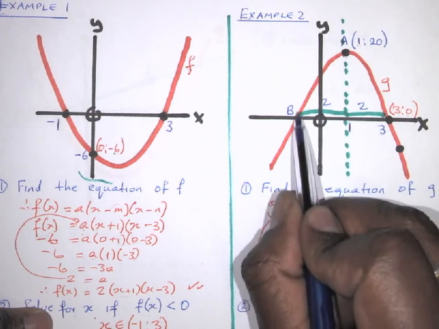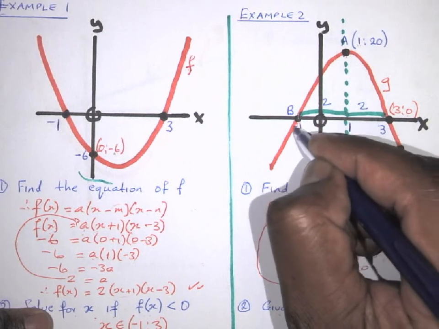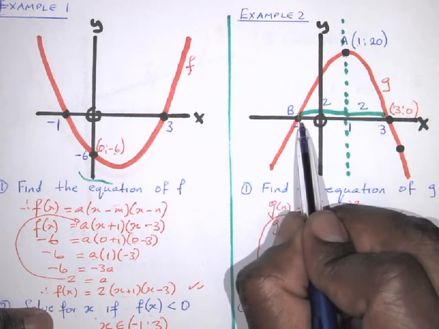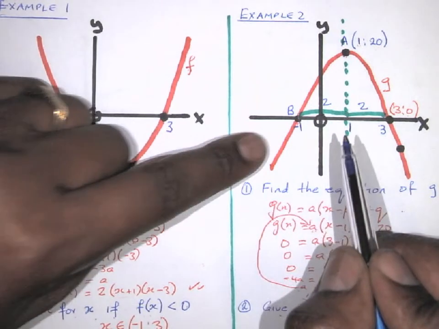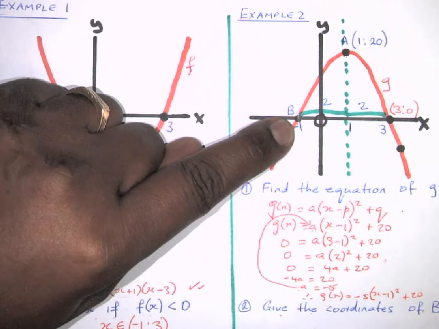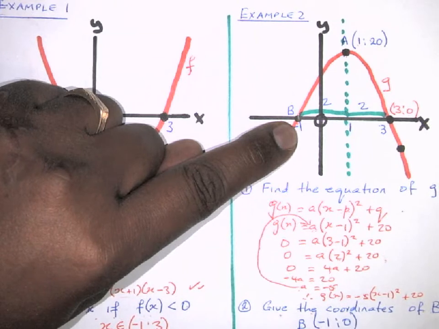So what can you say is an x value there? Obviously, it's minus 1, so that the distance there is 2 units. Alright? So therefore, the x value there is minus 1. And the question was, what are the coordinates of b? So the coordinates of b, the x value is minus 1 and the y value is 0.